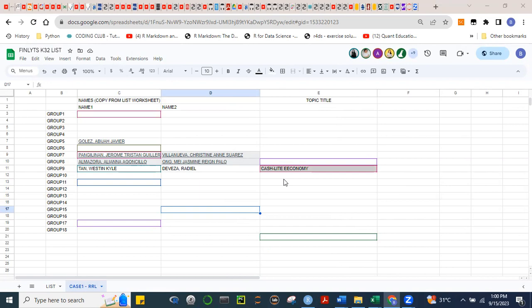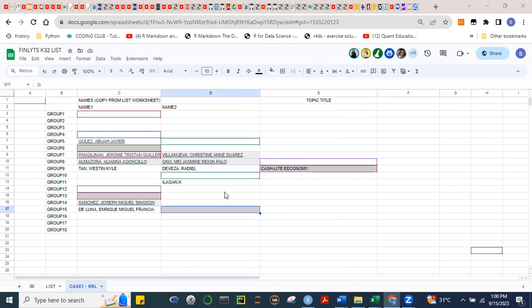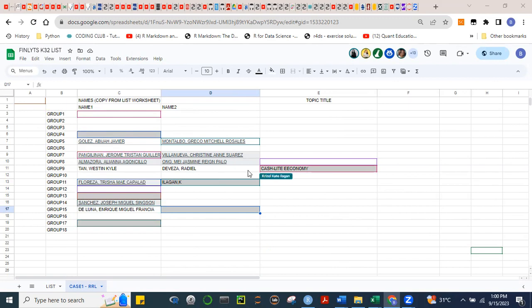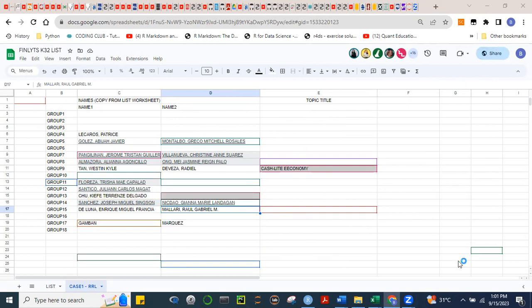So if you write here cash light economy, kailangan yung topic mismo, hindi pa pwedeng generic lang na topic. You cannot write blockchain or cryptocurrency. Hindi pa pwedeng ganun. Kailangan yung specific na topic. Okay. So I leave that class. Kindly within the day, make sure that you already write your group here, and then hopefully by tomorrow you have already written your topic title.